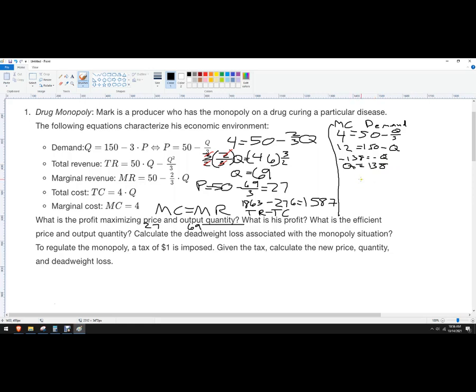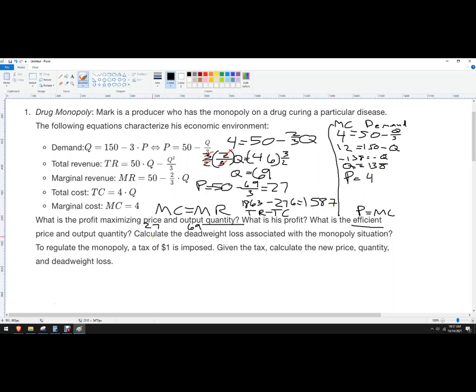And then when we're producing at that quantity, the demand function is just going to give us the price. So price is also going to equal 4. That's what we mean by efficient anyway. It means that the price equals marginal cost, like if it's perfectly competitive. So that's the quantity and price output there.